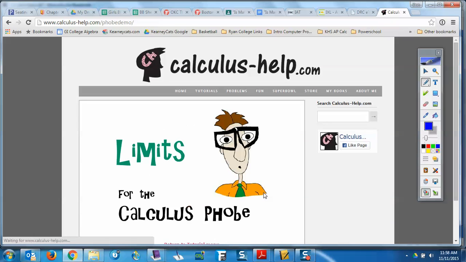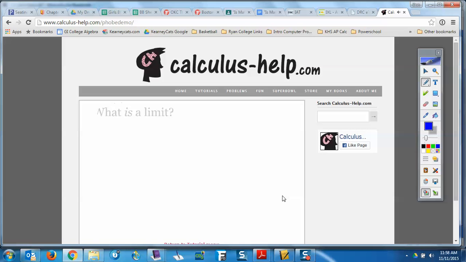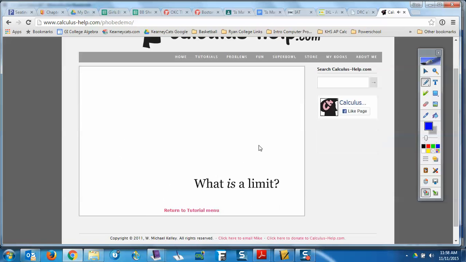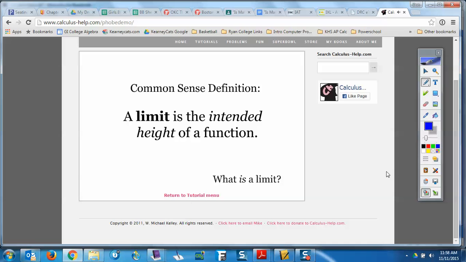You may have heard a lot of talk about limits, but the plain fact remains, most people don't understand what a limit is. So for now, we're going to focus on what is a limit. Sorry about the buzzing. In basic terms, a limit is a height that a function intends to reach. That's pretty important, so let's say it one more time. A limit is the intended height of a function.